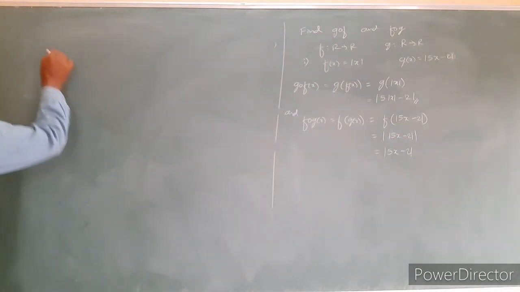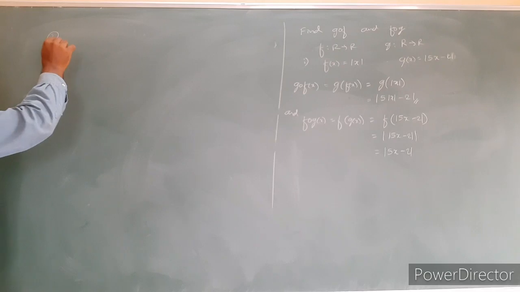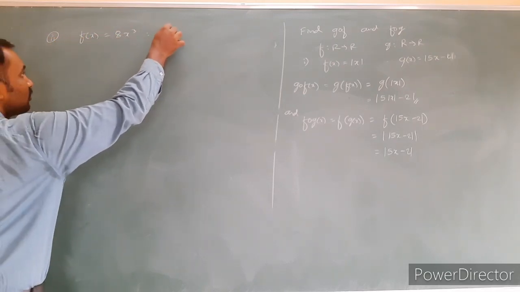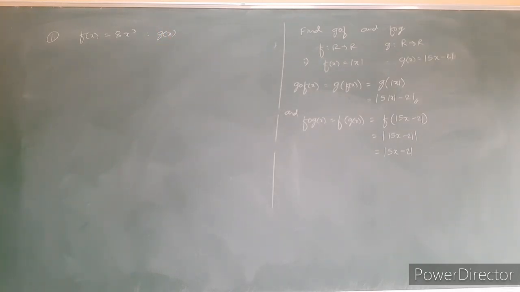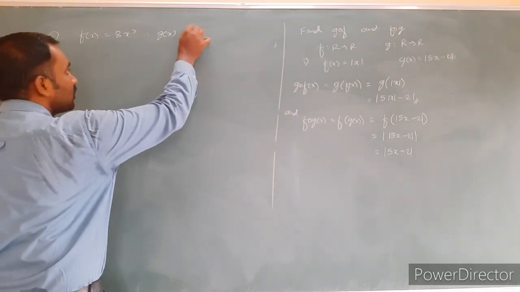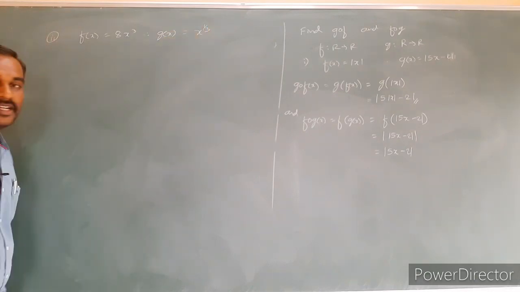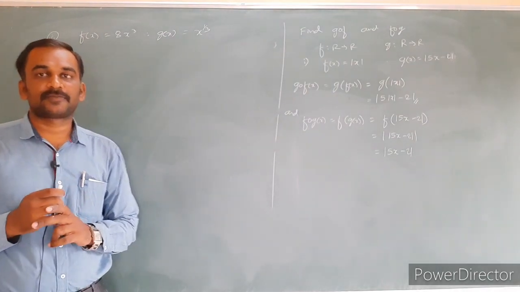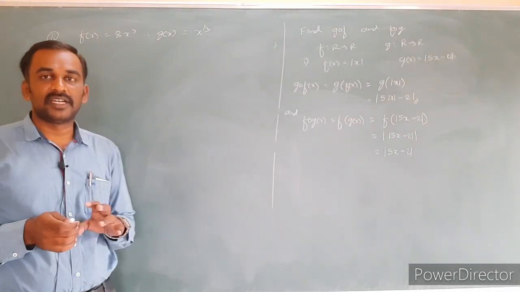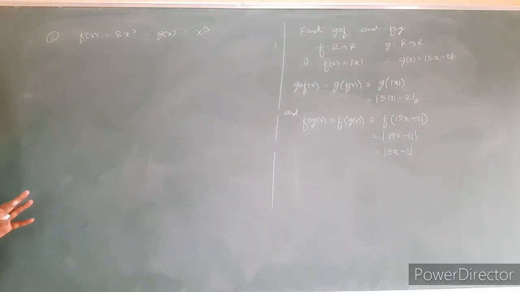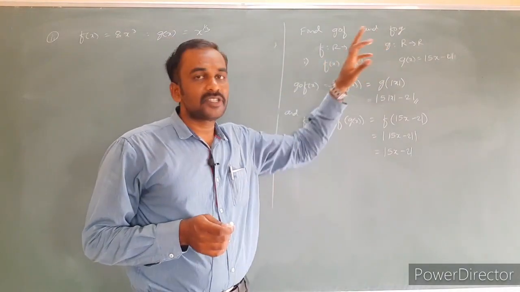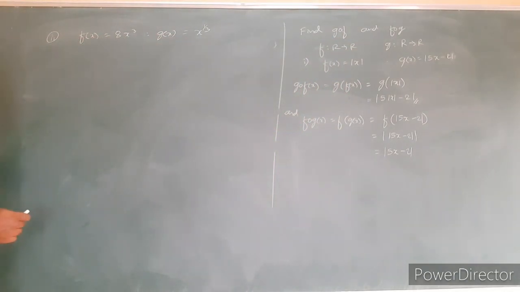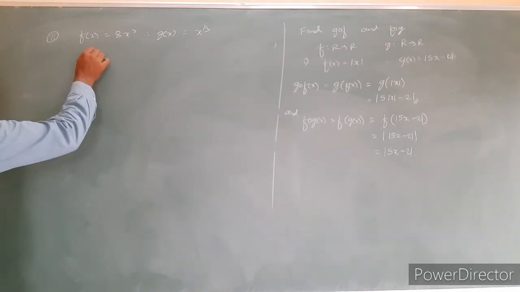F of X is equal to 8x cube and G of X is equal to x power 1 by 3. Try to find it. This problem is frequently asked in examinations for 2 marks. Both F and G are functions from R to R. Find F circle G and G circle F. Pause the video, try to solve it. At the end, you can cross verify.